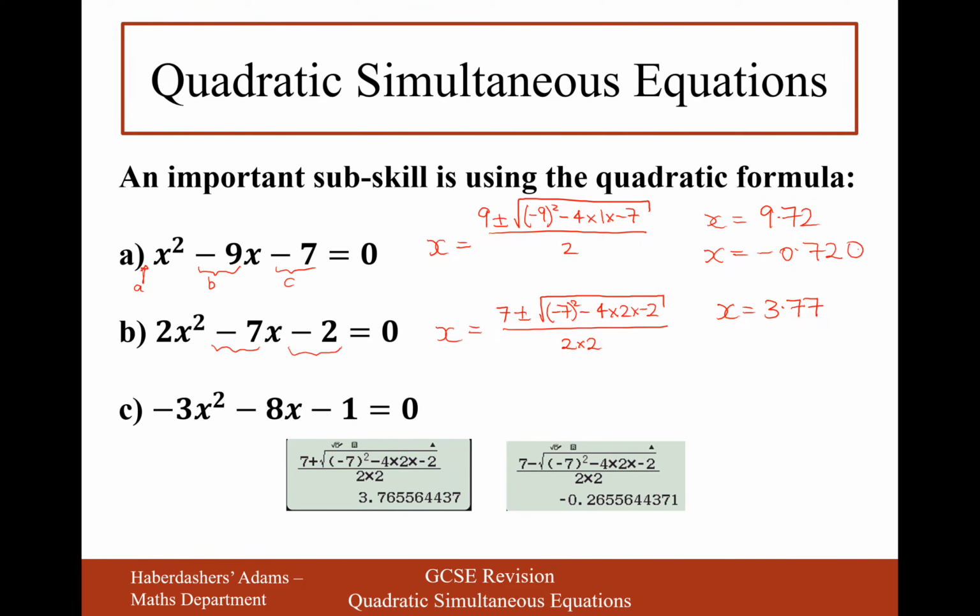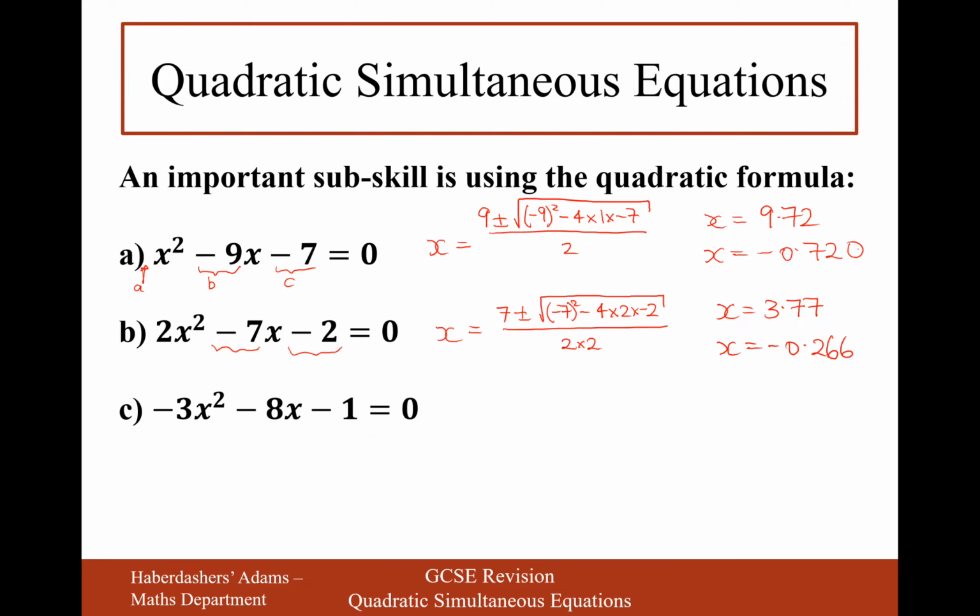And turning the plus symbol here into the negative symbol here, you also get minus 0.266 to 3 significant figures. Moving on to the last one. Now all of them are negative, so to make the input easier I'll move everything onto the other side, so it turns into 0 equals 3x squared plus 8x plus 1. Just make things a little bit easier. So a is the value 3, b is the value 8, c is the value 1.